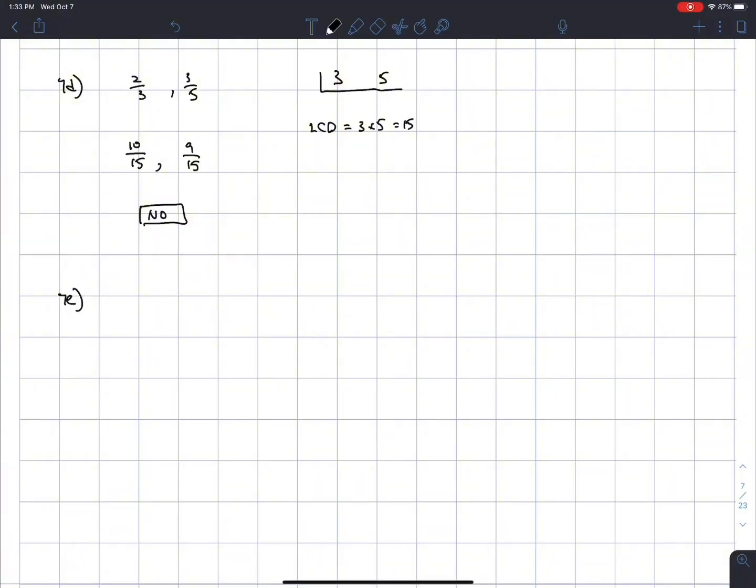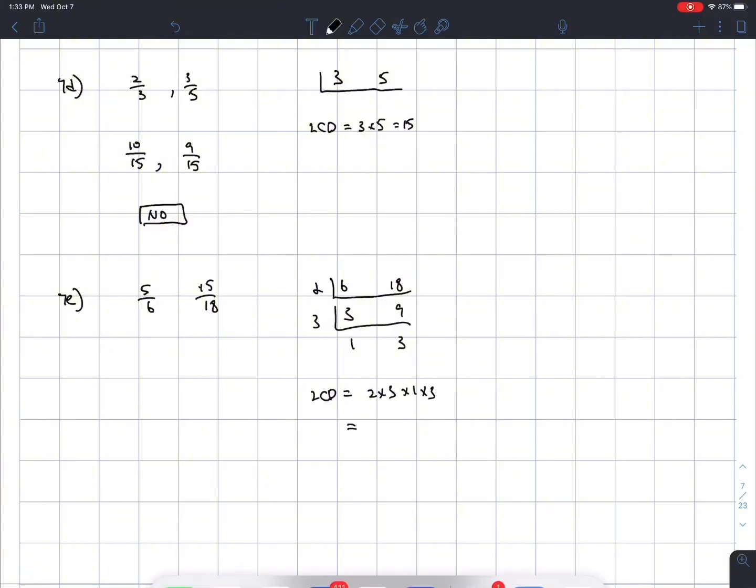7e. I have 5/6 and 15/18. Same idea, need to determine the lowest common denominator first. I can divide both of them by 2. I get 3 and 9. And I can divide both of them by 3. I get 1 and 3. So lowest common denominator, just multiply all of them together: 2 times 3 times 1 times 3. And I get 18.